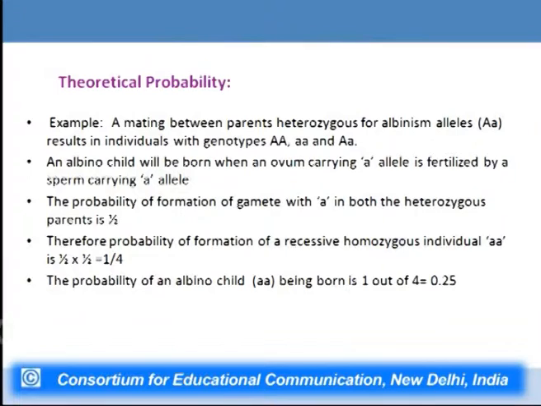So, the probability of formation of a gamete with small a is 1/2 in both the parents. Therefore, the probability of formation of a recessive homozygous individual with the genotype small a small a can be calculated by multiplying the 2 individual probabilities, which is 1/2 into 1/2, that is 1/4. So, out of 4 offspring born to this particular couple, 1 out of 4 children might be albino, which equals a probability of 0.25.